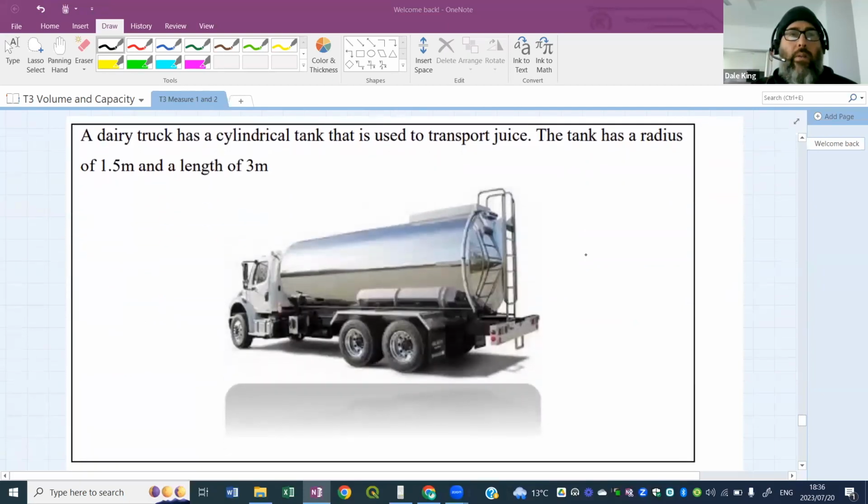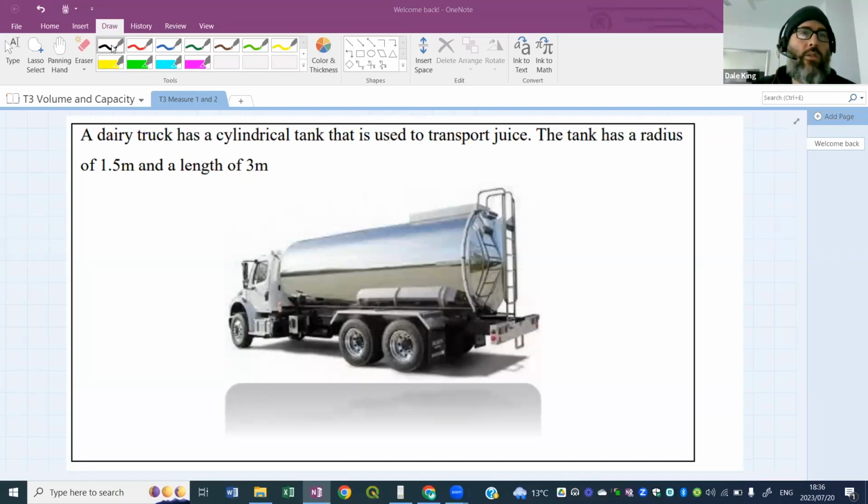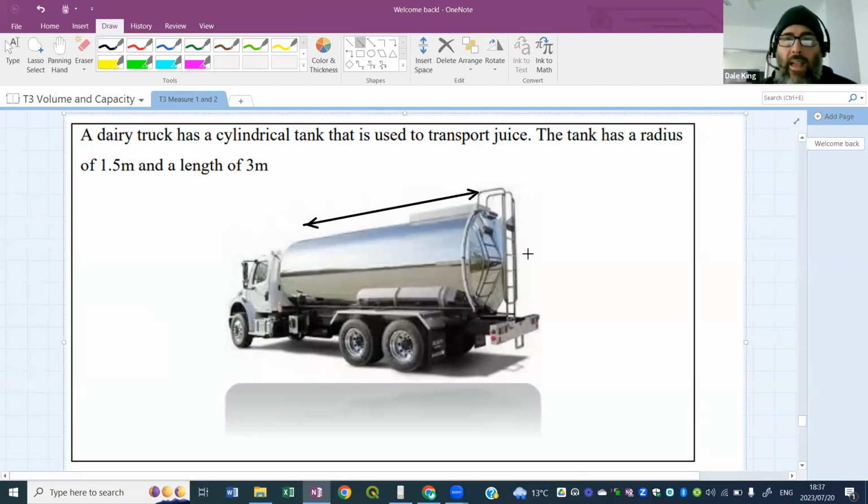Okay, here we go. What do we have here? A dairy truck has a cylindrical tank that is used to transport juice. The tank has a radius of 1.5 meters and a length of 3 meters. So the first thing I do is I'm going to draw this onto the diagram. I need a dimension there, and I need a dimension here for the radius, right?